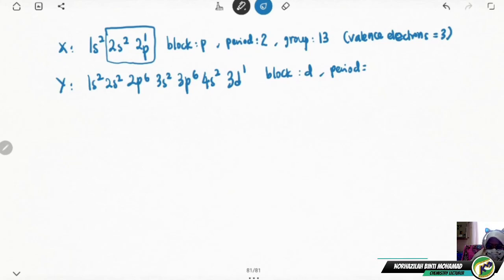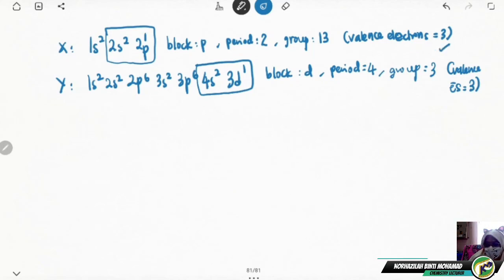Nak tengok period, tengok valence electronic configuration untuk D, ns dengan d kan? Period 4, betul. So, group? Tiga lah. Valence dia ada berapa? Ada tiga. Nampak tak? Valence elektron sama, tapi grup berbeza sebab blok dia berbeza. Yang ni blok P, yang ni blok D. X blok P, Y blok D. That's why X group 13, Y group 3. Faham? Faham tak? Yang lain?